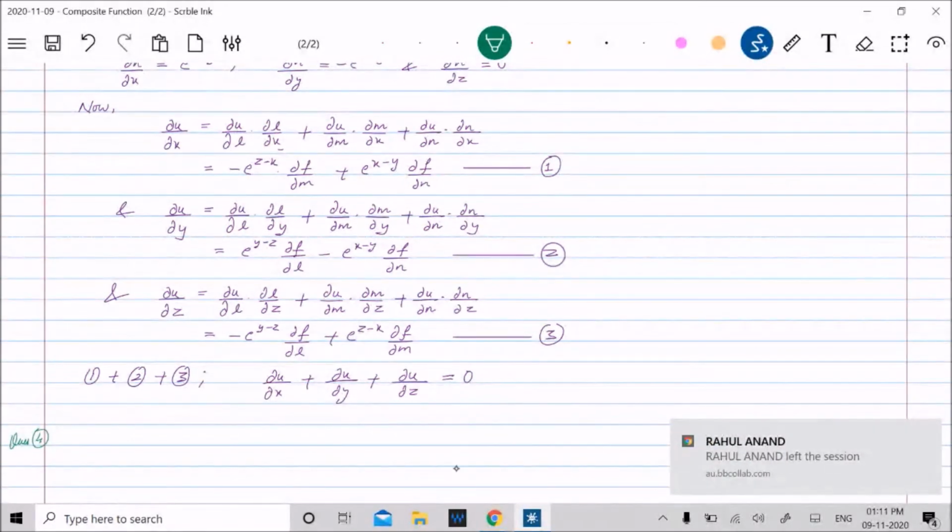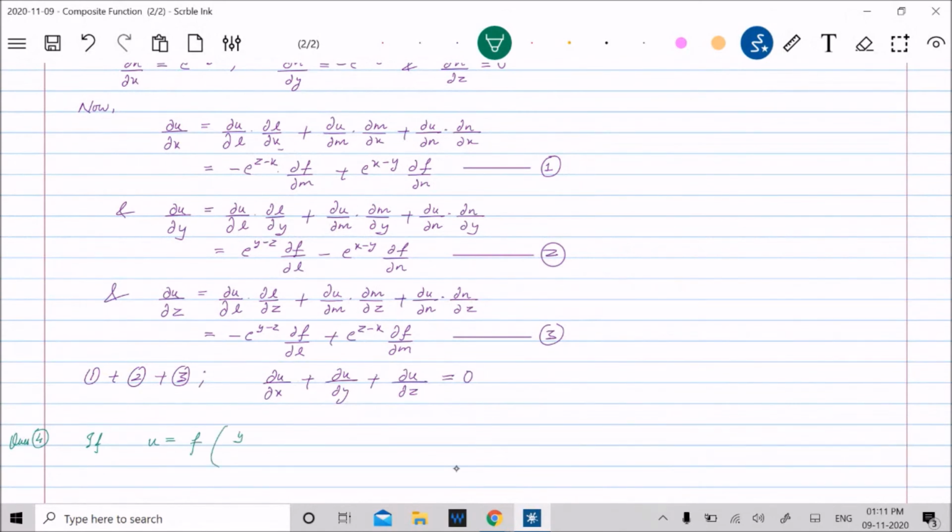I think we should complete that question, right? It's a short question, similar to this one, but: y minus x upon xy, z minus x upon xz. It's a short question. Prove that x square del u by del x plus y square del u by del y plus z square del u by del z equal to 0.